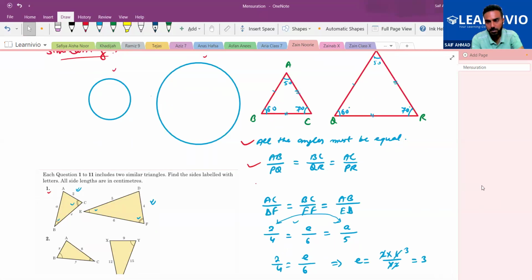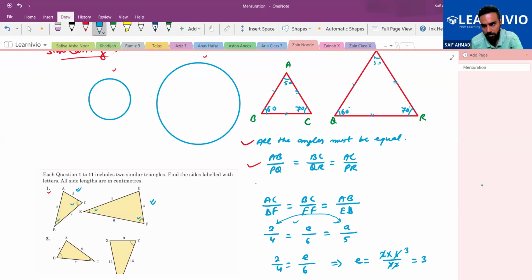Sir, what happens if the numerator is given but the denominator is not given? For example, when we were finding E, it was 2 over 4 is equal to E over 6, right? What if, for example, it was 2 over 4 is equal to 6 over E? Should we solve it the same way or a different way?